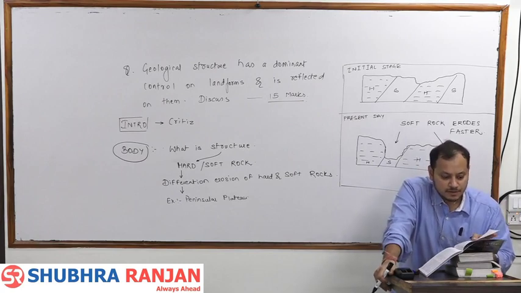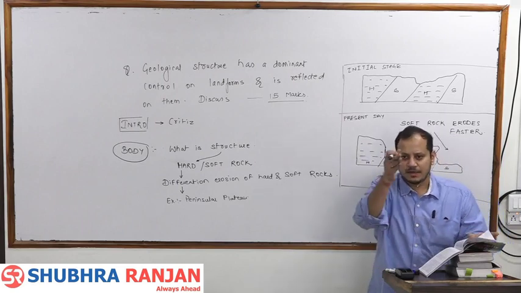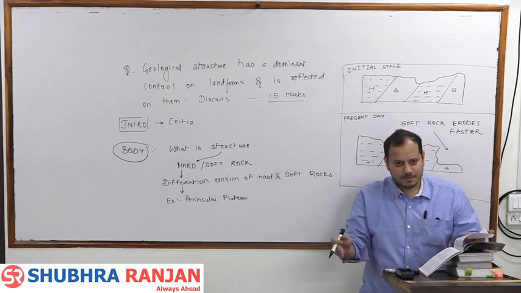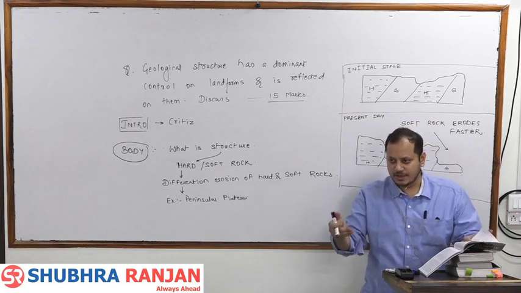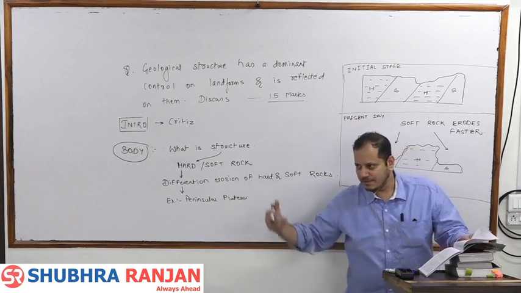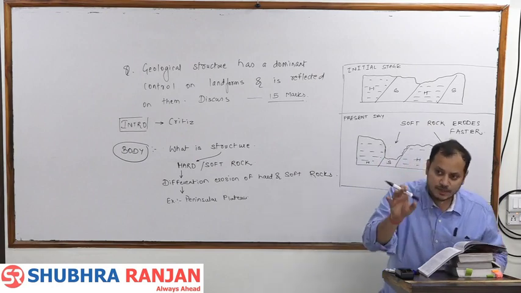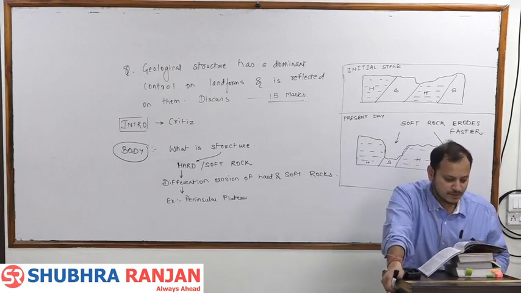attempt the classification of geomorphic processes. Geomorphic processes: endogenetic, exogenetic, and then in exogenetic there is glaciation, rainfall, then wind. We have not done this, but are you getting how to approach the question? Don't get afraid by looking at the questions here.